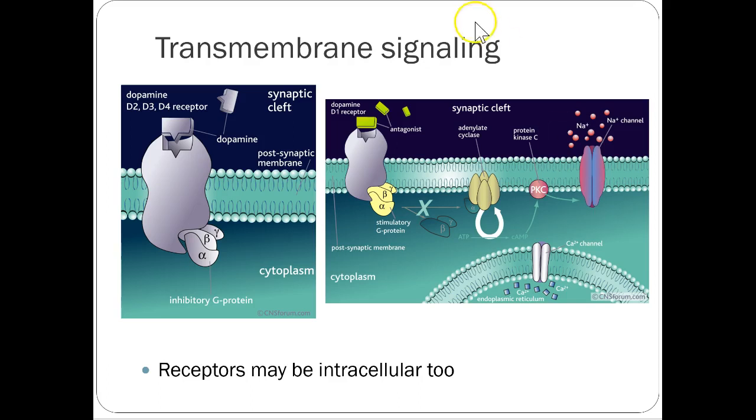Now, if you block this with an antagonist, dopamine can't interact, therefore none of this happens, and your channel stays closed at that point.